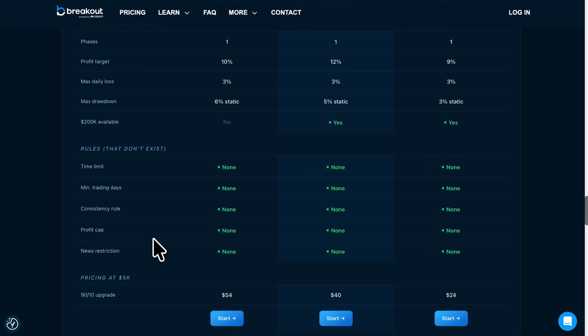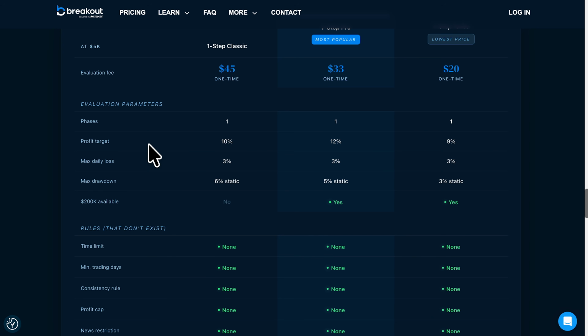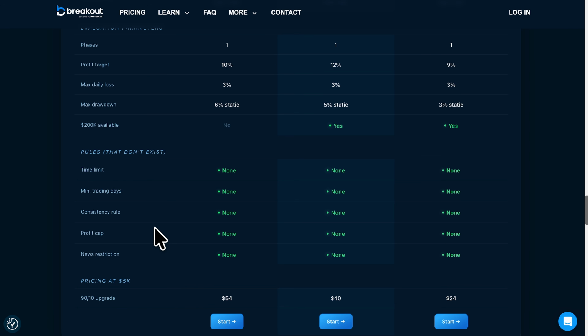So you can see right there, these are all the rules that they have for their account, and these are the rules that they don't have, or rules that don't exist on Breakout. Please take note of all of these things, very, very important.